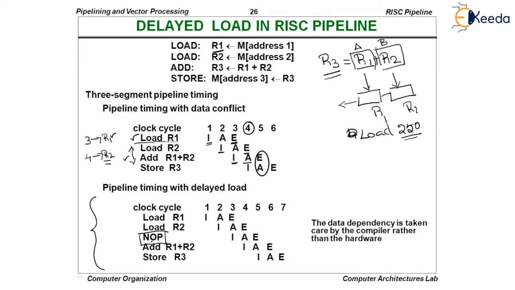This is a simple and typical pipeline, the three-stage pipeline, which is implemented in the RISC system. In this, data dependencies are always dealt with by using a compiler technique, that is a delayed load.